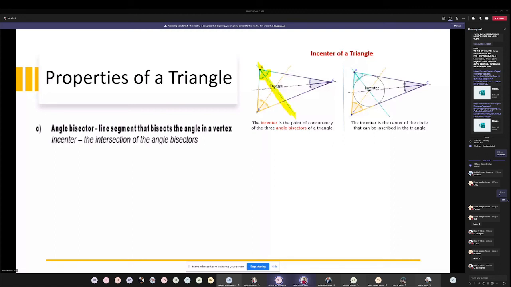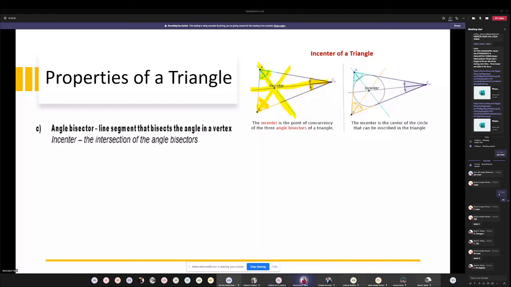Then another one: if we divide this angle C into two equal parts, then this is the angle bisector. And for the third angle, we divide it into two equal parts, so another angle bisector. The point where the three meet is the incenter.